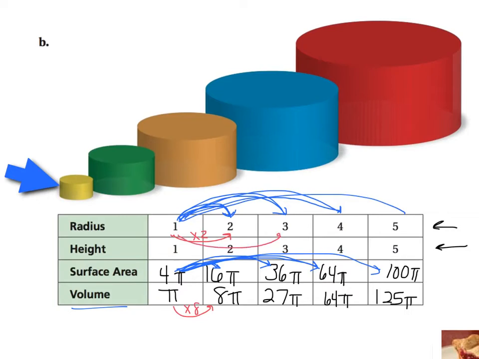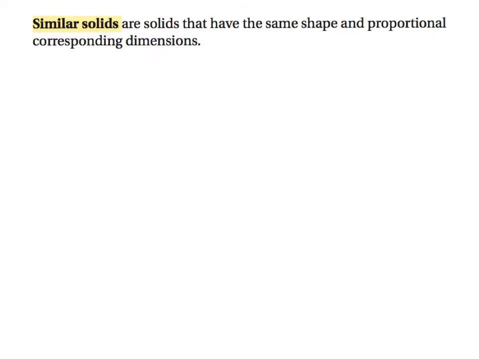From 1 to 3, I multiply this by 3. So from pi to 27 pi, you multiply by 3 cubed, which 3 to the third power is 27. From 1 to 4, we multiply by 4. 4 cubed, I multiply by 64. And it goes the same thing with 5. That's your relationship. So similar solids, vocab word, are solids that have the same shape and proportional corresponding dimensions.